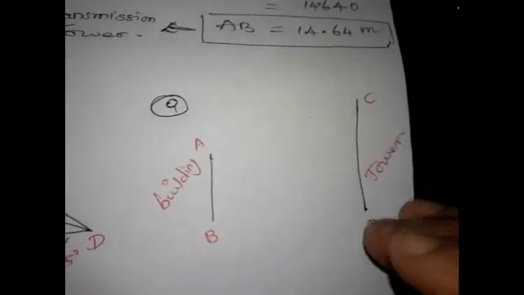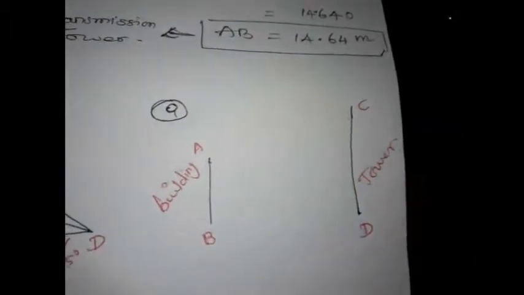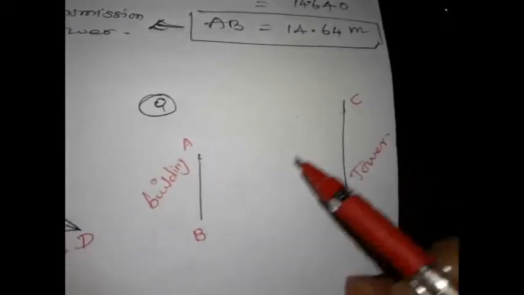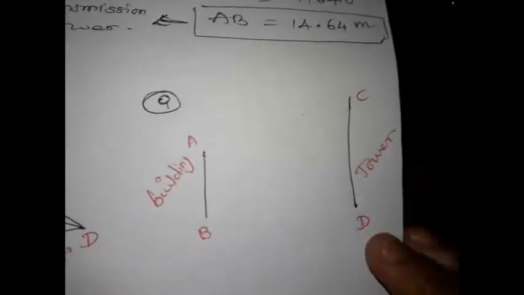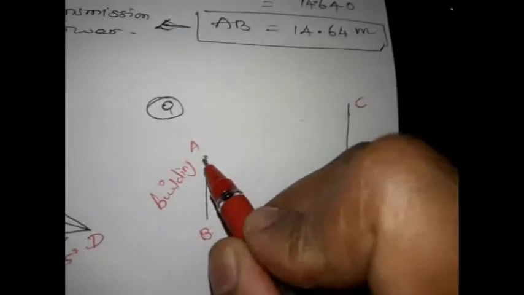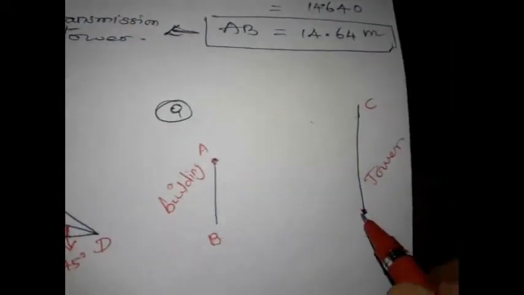So from the overview of the question, we come to know there is a tower and a building. So first let us draw a building and a tower, and always the tower will be the tallest, right? So let us make AB as our building and CD as our tower. Now it is given the angle of elevation of the top of the building from the foot of the tower. So this is the foot of the tower.